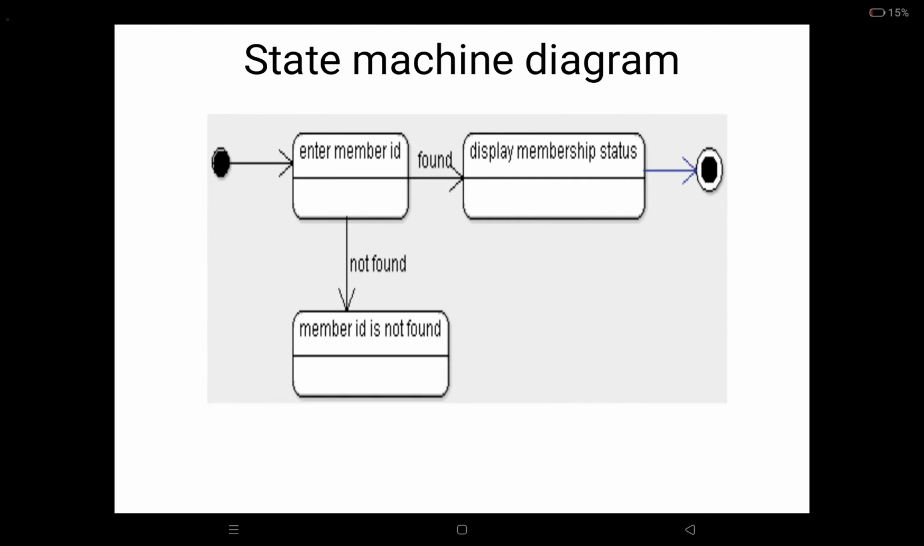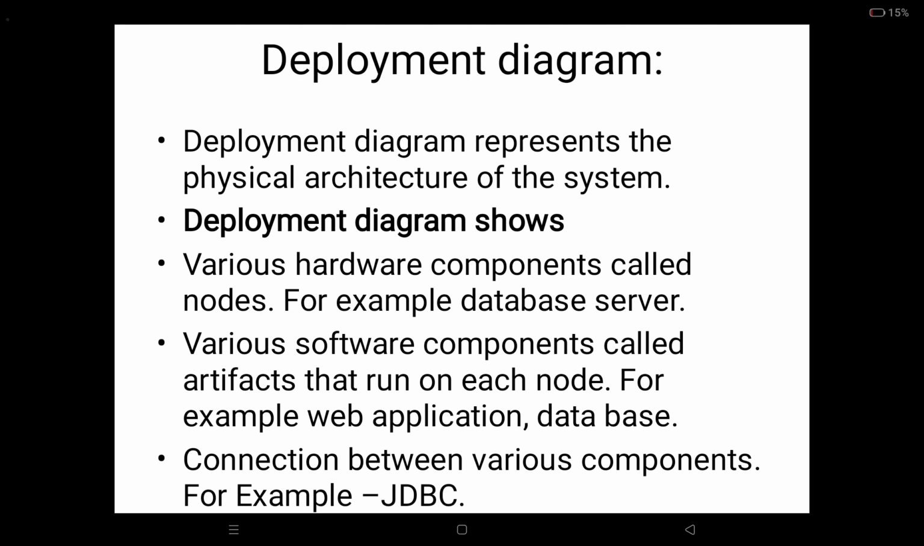Okay, next one, this is also an example of a state machine diagram. We will discuss later briefly what a state diagram is and when we should use a state machine diagram. Now we are seeing only the introduction about the UML and the various types of UML diagram. Then the deployment diagram.